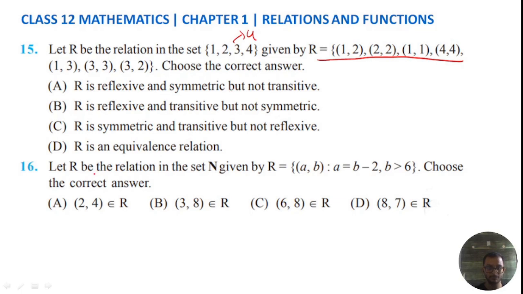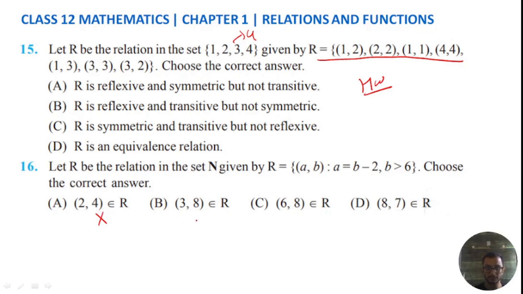Okay, the next question is: let R be the relation in the set N given by pairs (a, b) such that a equals b minus 2 and b is greater than 6. Then choose the correct answer. We need to identify whether (2,4) belongs to R, (3,8) belongs to R, (6,8) belongs to R, or (8,7) belongs to R. First of all, two conditions are given: a should equal b minus 2 and b is greater than 6. So first of all, option A will not be there, right? Because 4 is not greater than 6, that is, this b should be greater than 6, but it is not. So you have to verify these three options only.